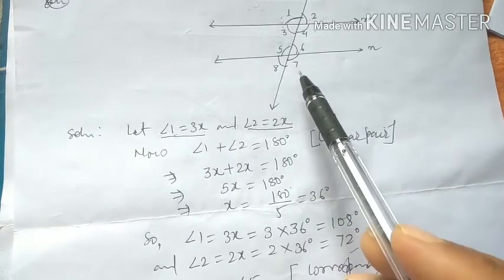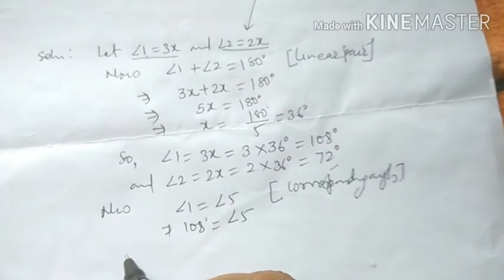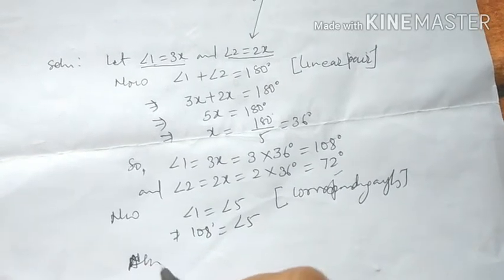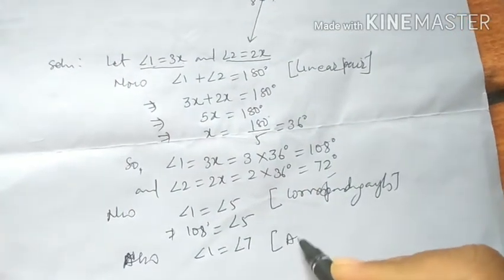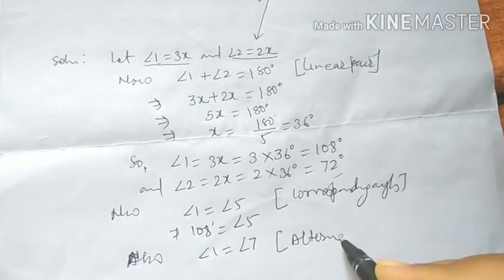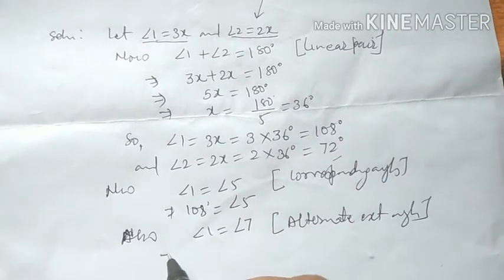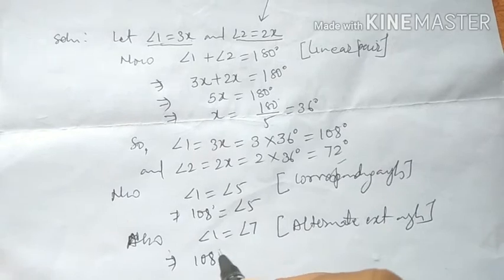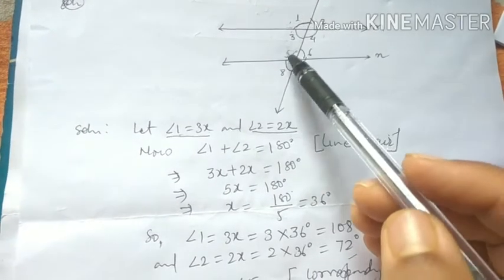Angle 1 is also equal to angle 7. What is the reason? Alternate exterior angles. So 108 degrees equals angle 7. So we have found angles 1, 5 and 7.